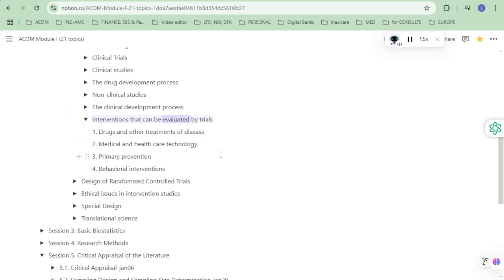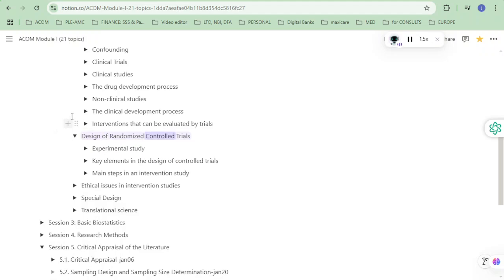Interventions that can be evaluated by trials: 1. Drugs and other treatments of disease. 2. Medical and healthcare technology. 3. Primary prevention. 4. Behavioral interventions.